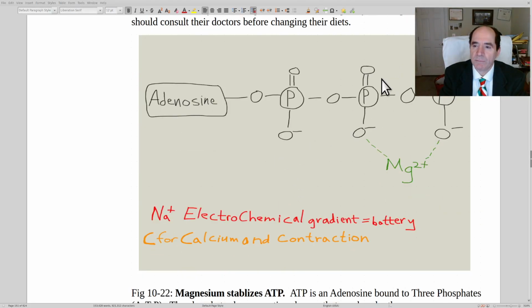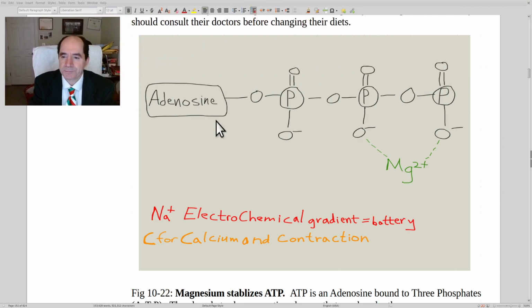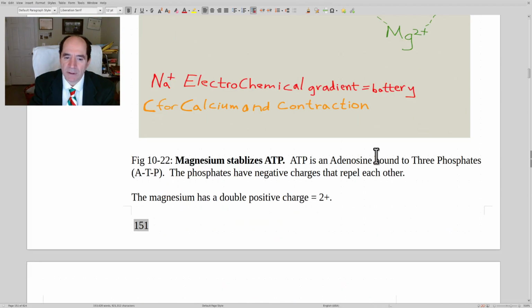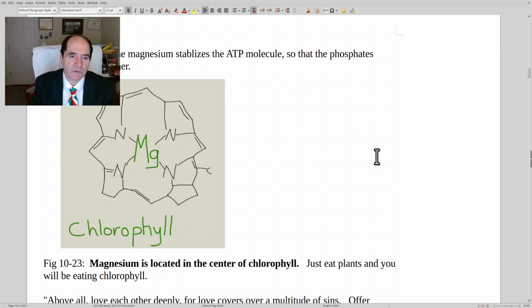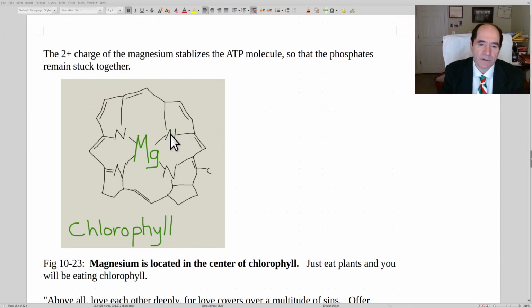Here's what I was mentioning about the magnesium. Here's an ATP. ATP is the main energy used by a cell to perform work. ATP is adenosine triphosphate: one, two, three phosphates. And it's got these big negative charges on here. The magnesium holds them in check so this phosphate doesn't pop away until the right moment. So magnesium stabilizes the ATP with its double positive charge. And that's what I meant by magnesium being in food, in the center of chlorophyll. So you eat your plants, you'll get it.